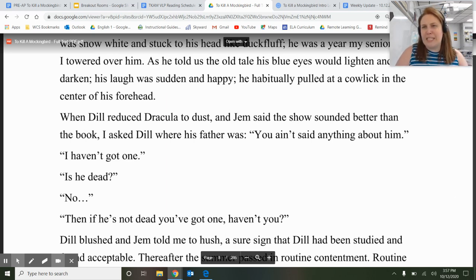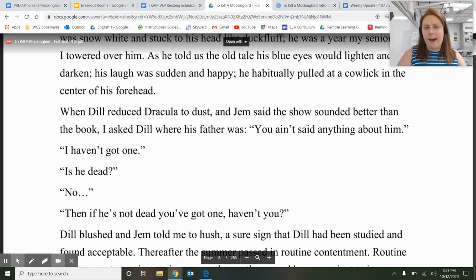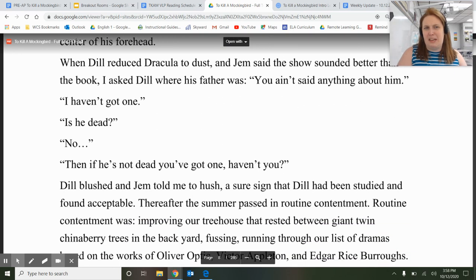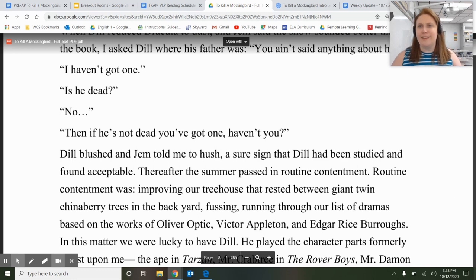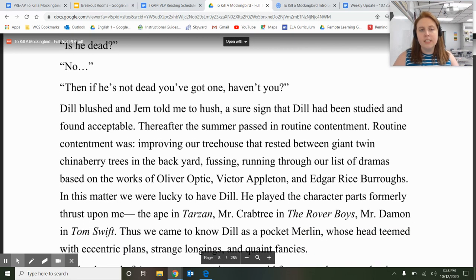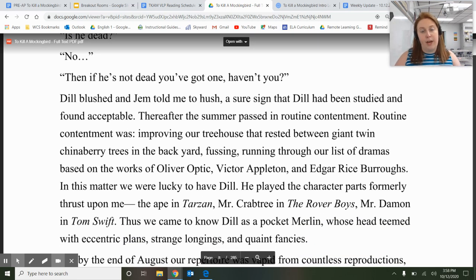When Dill reduced Dracula to dust and Jim said the show sounded better than the book, I asked Dill where his father was. "You ain't said anything about him." "I haven't got one." "Is he dead?" "No." "Well, if he's not dead, then you got one, haven't you?" Dill blushed. Jim told me to hush, a sure sign that Dill had been studied and found acceptable.